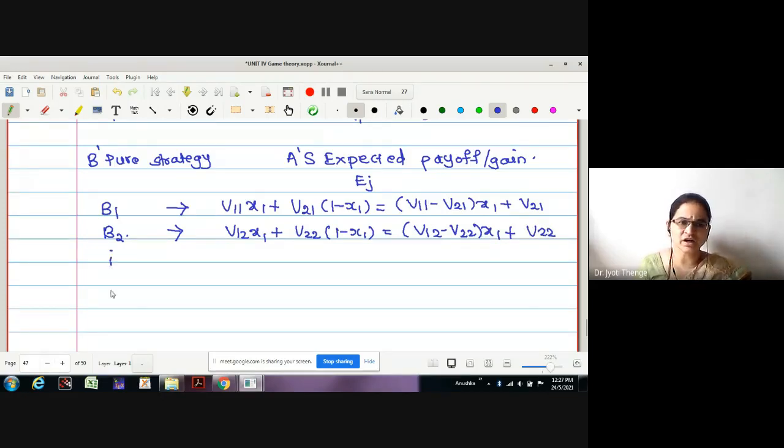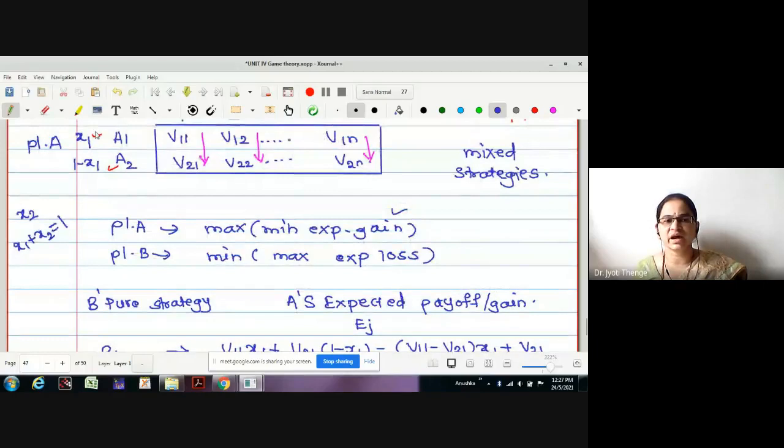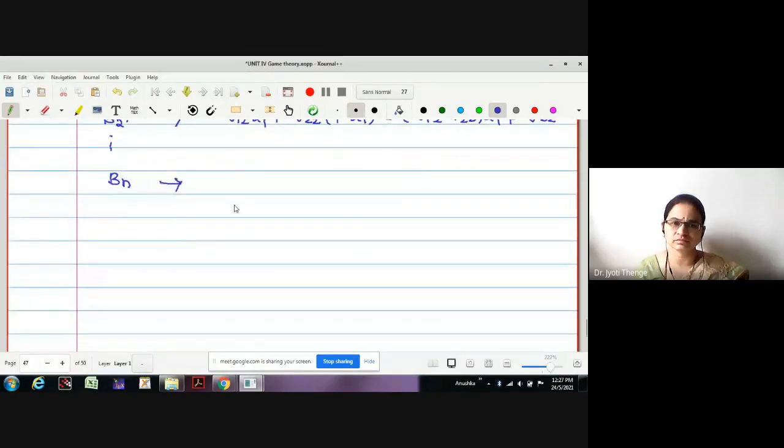Okay, let me continue. If B chooses to play Bn, then what is the expected gain? V1n x1 + V2n (1 - x1). Therefore, this finally gives us (V1n - V2n) x1 + V2n. Is that okay?